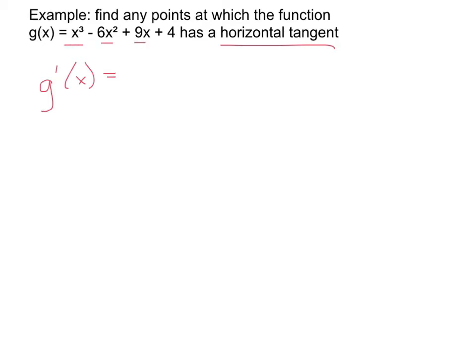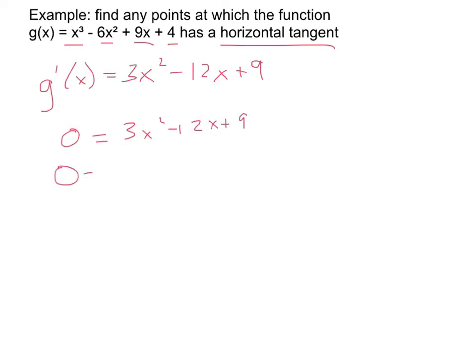Each one of these terms that's connected by addition and subtraction, we can just use the power rule on. So the first one is 3x squared, the next one is 12x, and the last one is just 9. The derivative of 4, because it's a constant, becomes 0. Now that I have that derivative, we set it equal to 0. So 0 equals 3x squared minus 12x plus 9.